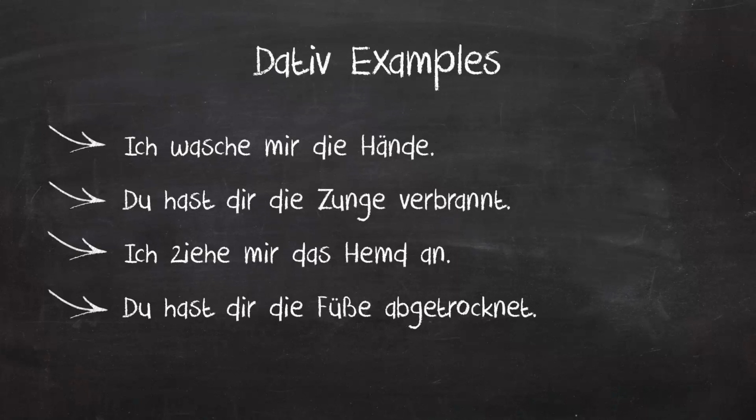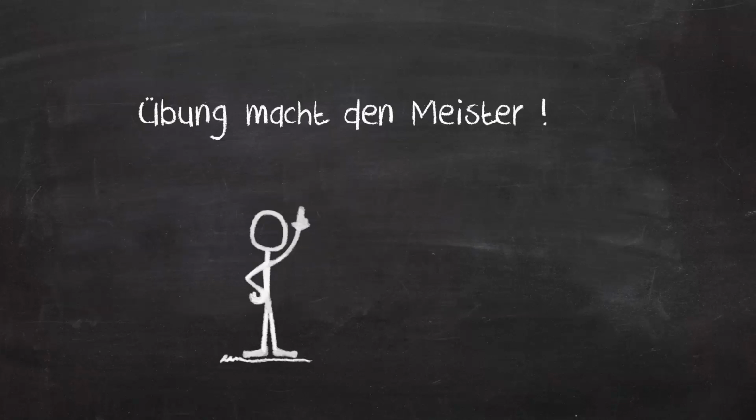And du hast dir die Füße abgetrocknet. You dried your feet with a towel. For example, du hast dir die Füße abgetrocknet. Die Füße here is the accusative object. So du hast dich abgetrocknet turns into du hast dir die Füße abgetrocknet. And that's the difference between dative and accusative reflexive pronouns.